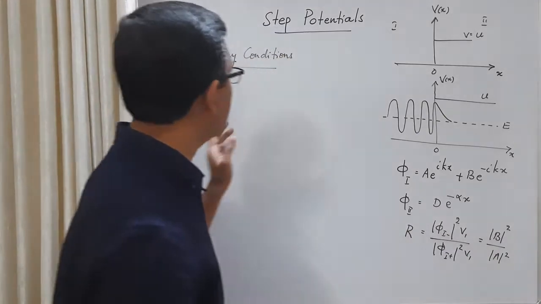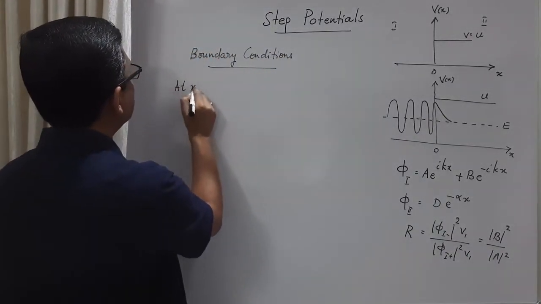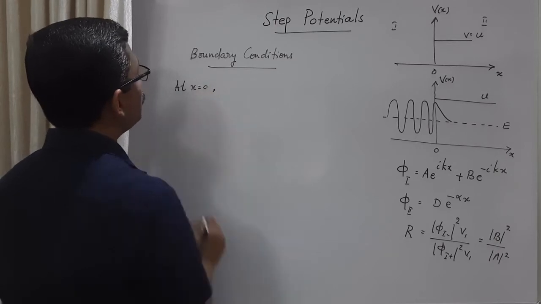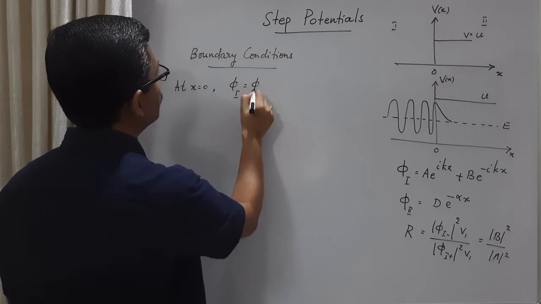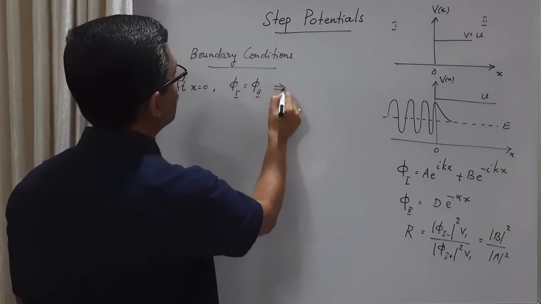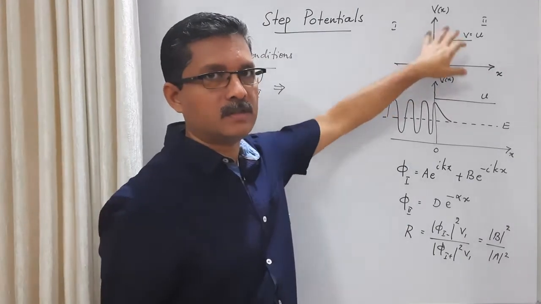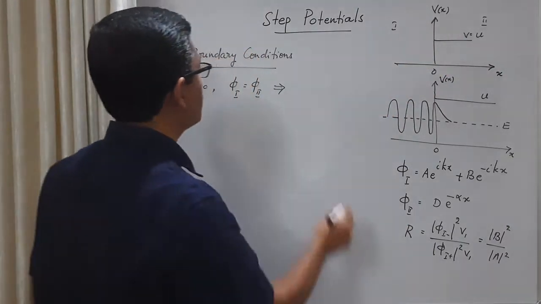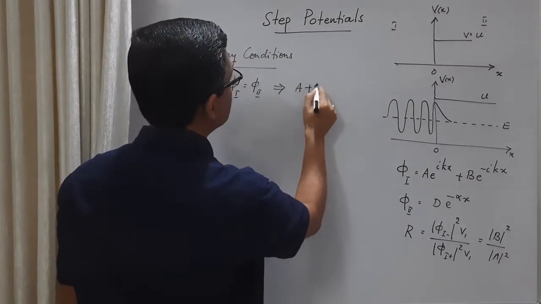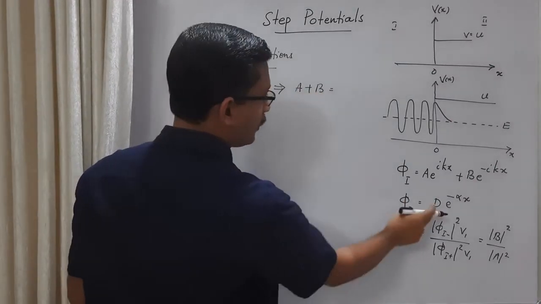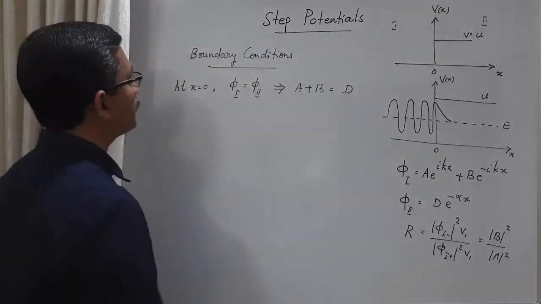For that, let us apply the boundary condition. As before, at x equal to 0, the condition is that phi1 should be equal to phi2. That is, the wave function in region 1 should be equal to the wave function in region 2. That is the continuity of the wave function. So what is phi1 at x equal to 0? A plus b. And what is phi2 at x equal to 0? D. So a plus b equals d.